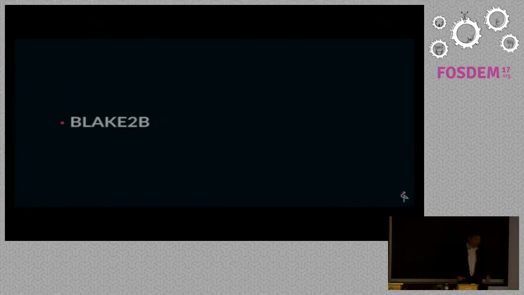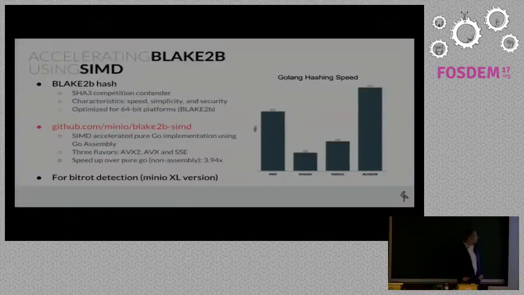Okay, so the first technique that we accelerated is a hashing technique called Blake2B. Blake2B is a hashing technique. There was a SHA-3 competition a few years ago, and it was one of the 5, I think, final contenders. In the end, it was not selected, but it is a nice hashing technique with the characteristics that it's really focused on speed, as well as a relatively simple algorithm to implement, while at the same time still offering top of the bill security.